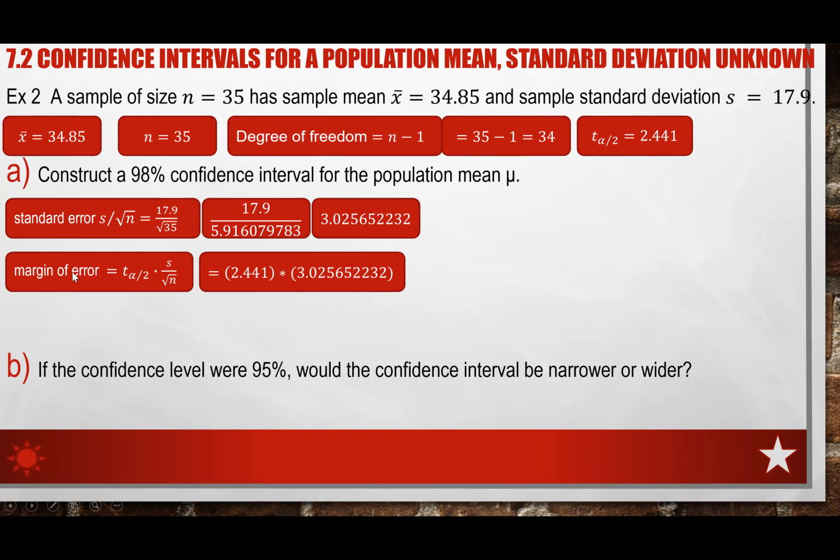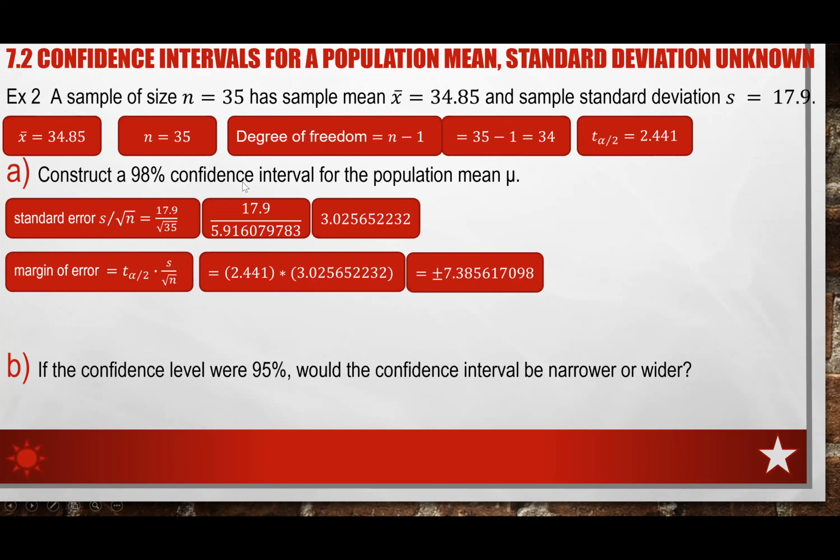And yes, the margin of error is the same: you take the critical value, which in this case, because we deal with a sample, is the T critical value, times the standard error, which is this number. So 2.441 times 3.025. Reminder, this is your margin of error, step 3.